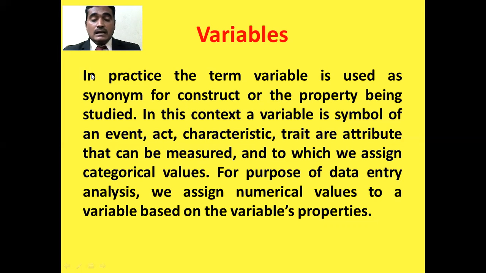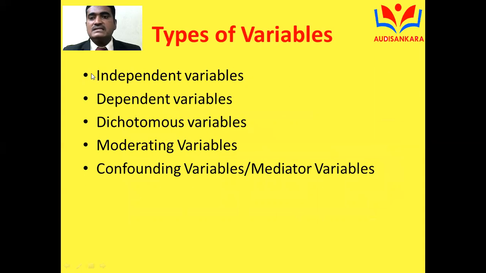And the uncontrolled variables, the dependent variables, will fall under the concept of dependent variables. So a research comprises various types of variables. So what exactly is a variable? A variable is a symbol of an event, act, characteristic, trait, or attribute that can be measured. In most situations, the categorical variables will fall under the list of variables. Right? So we will see what the various types of variables are.